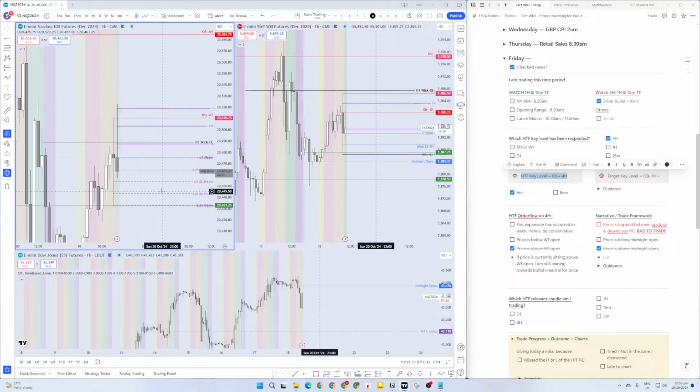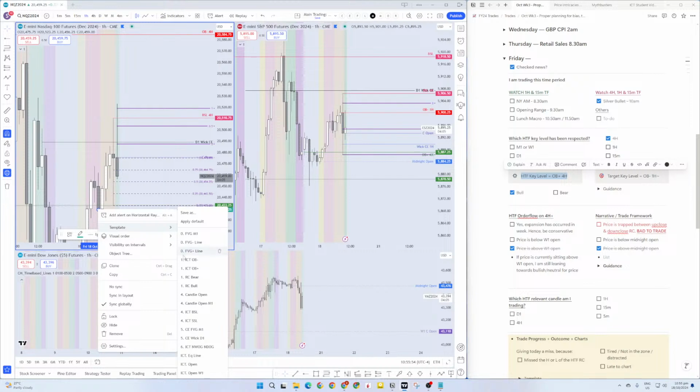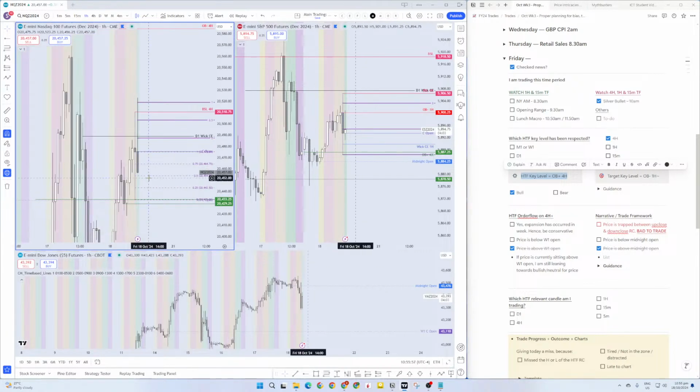If this doesn't stop price, where else can price go? The low of this candle, that's one. Two, it can also go to the low, the rejection block here. This is also an alternative level. I know it looks super busy, super messy on the chart. That's what I'm thinking.